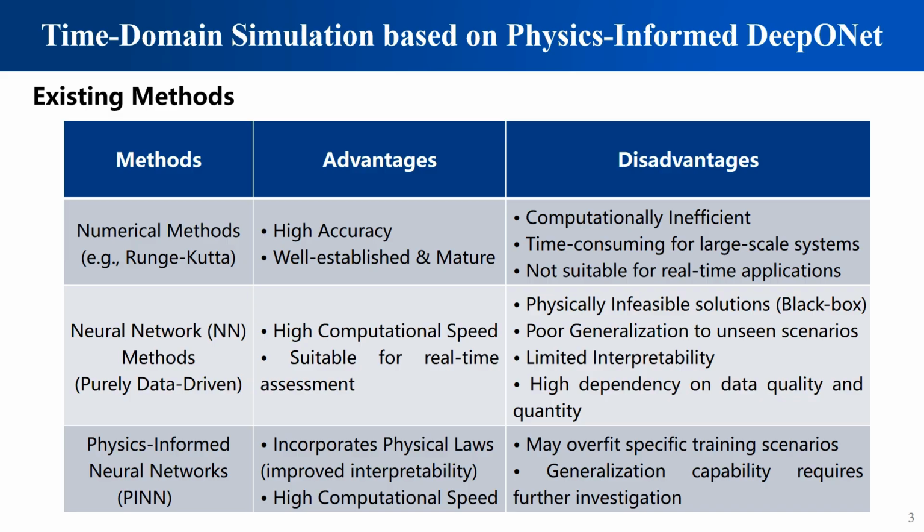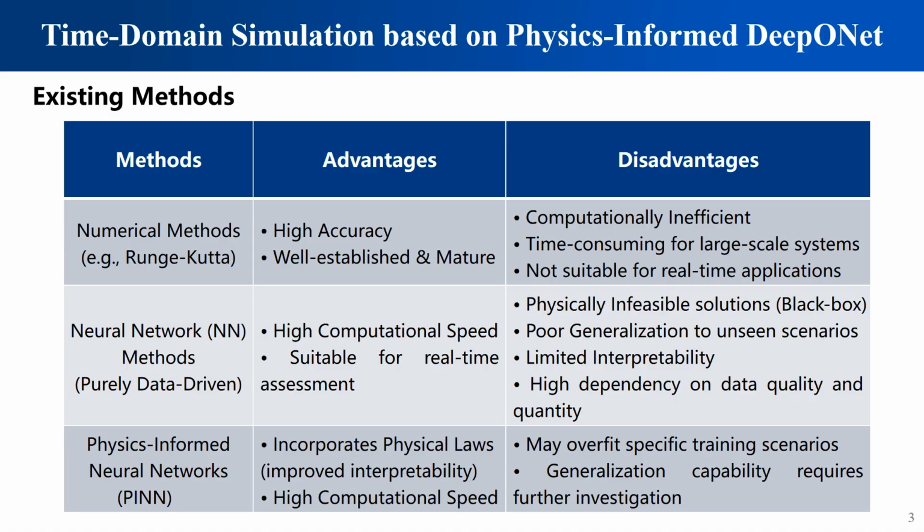The method comparison shows why a hybrid idea is needed. Numerical methods, such as Runge-Kutta, are accurate, mature, and trusted in engineering. Their weakness is computation time. For large-scale systems, they are not suitable when decisions must be made close to real time. Purely data-driven neural networks move in the opposite direction. They can be fast and attractive for real-time assessment, but they can also generate physically infeasible trajectories. If the training data does not cover a new fault or operating point, generalization becomes fragile. Their internal logic is also difficult to interpret.